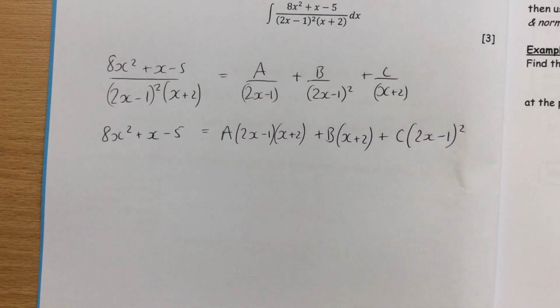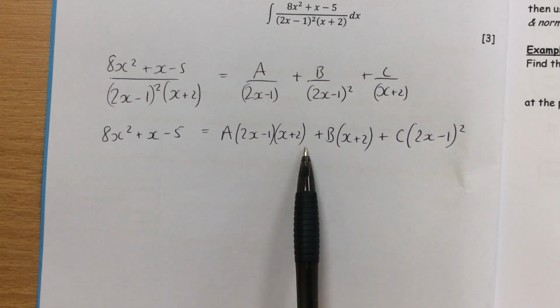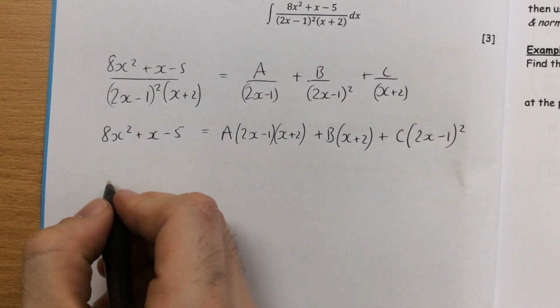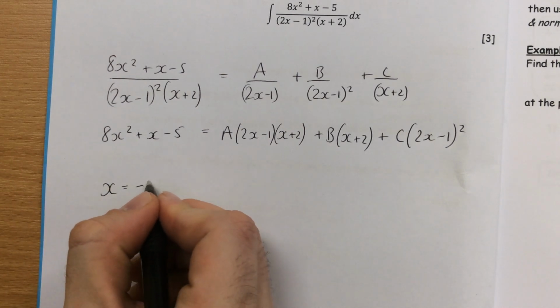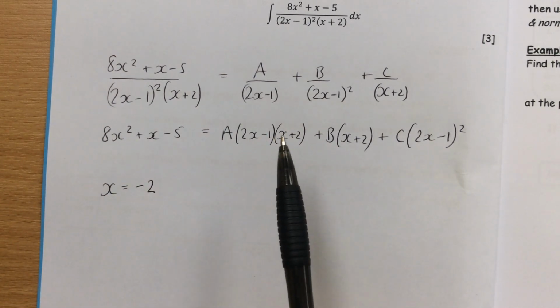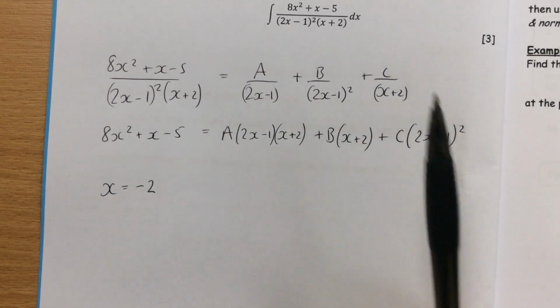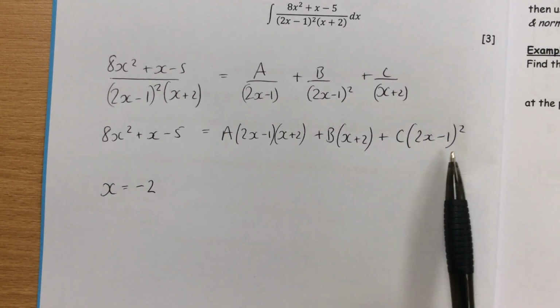That's the first thing you've got to do, and then we're going to pick some x values to substitute in here that will cancel out two of the three parts, so we can then find out a, b, and c. So the first x value I'm going to use is -2. If I put -2 into here, all of this becomes 0, and all of this becomes 0, which just leaves me with one part to work out.